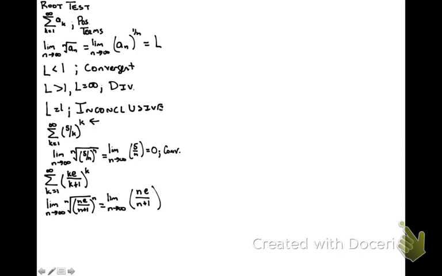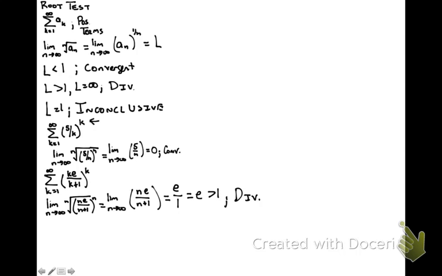Since this numerator is first degree, n to the first, the denominator is n to the first, the limit as n goes to infinity is the ratio of the coefficients. In this case it will be e over 1, so the limit is e. And because e is greater than 1, we know that our series diverges.